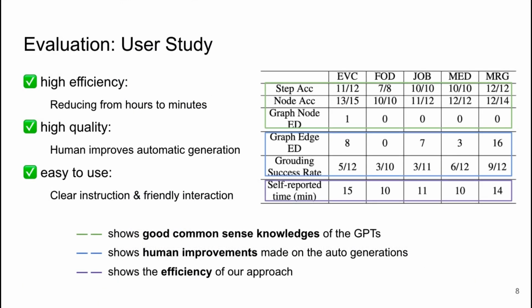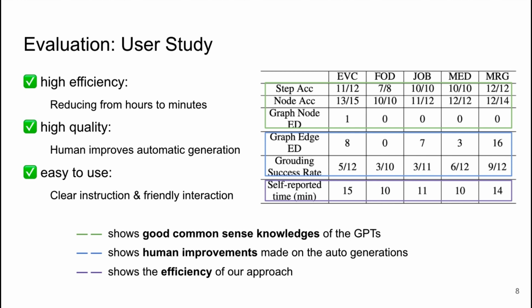Last but not the least, we evaluated our interface on 5 schemas. They are evacuation, ordering food, finding a new job, obtaining medical treatment, and corporate merger. The results are shown in the table. We calculated how many times human modified on each stage, and we found that human made less corrections on the facts. You can see in the green square, and brought much more improvement on reasoning the relations, as you can see in the blue square.